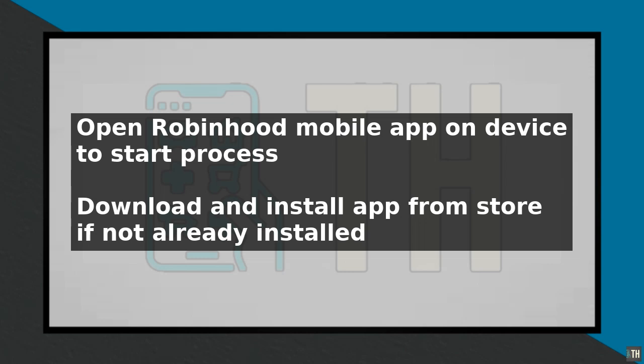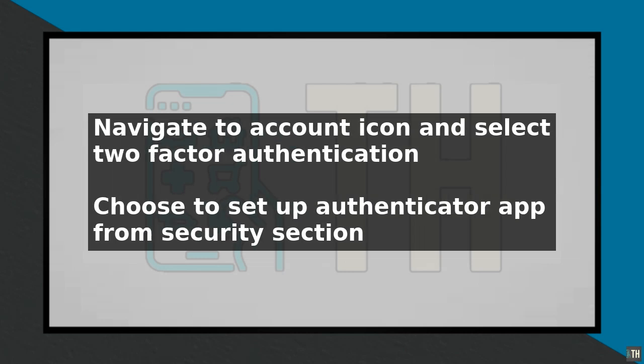Scroll down to the security section and select two-factor authentication. You will be presented with the option to set up the Authenticator app. Choose this option to proceed. You will be given a choice between using the Robinhood Authenticator or a third-party authenticator, such as Google Authenticator. To use the Robinhood Authenticator, select the Robinhood option and follow the prompts to enable it.